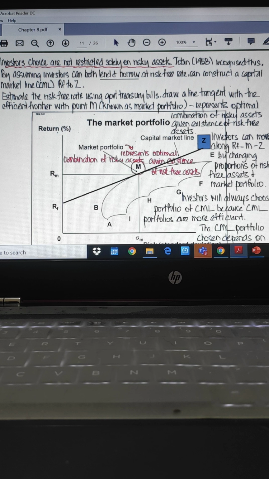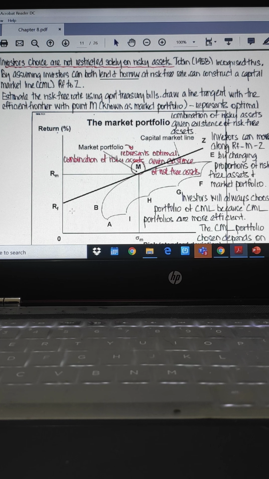Number 3, estimate the risk-free rate using government treasury bills. Draw a line tangent to the efficient frontier at point M, known as the market portfolio. Point M is the market portfolio. The market portfolio represents only risky assets. Notice here, the market portfolio represents the optimal combination of risky assets given the existence of risk-free assets.